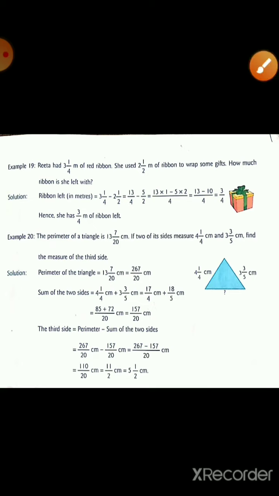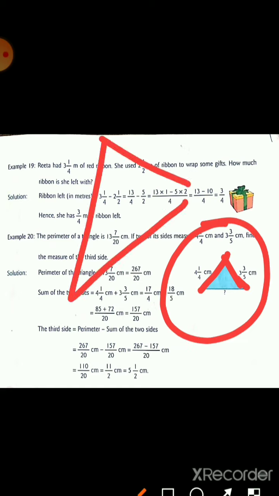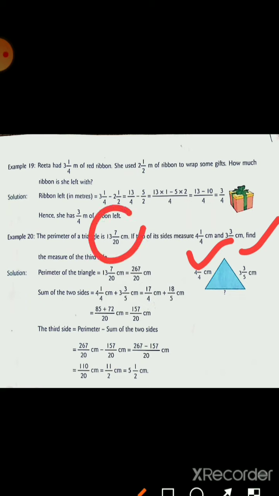Already we know about this side, about this side, and we know about this total. So we can easily get the length of this side because we know the total and we know the two sides. How? First we have to add this one and this one, then we have to subtract from the total. So the perimeter of the triangle is already given. Because this is given in mixed fractions, you have to convert into fractions. So it becomes 267 by 20 centimeter.